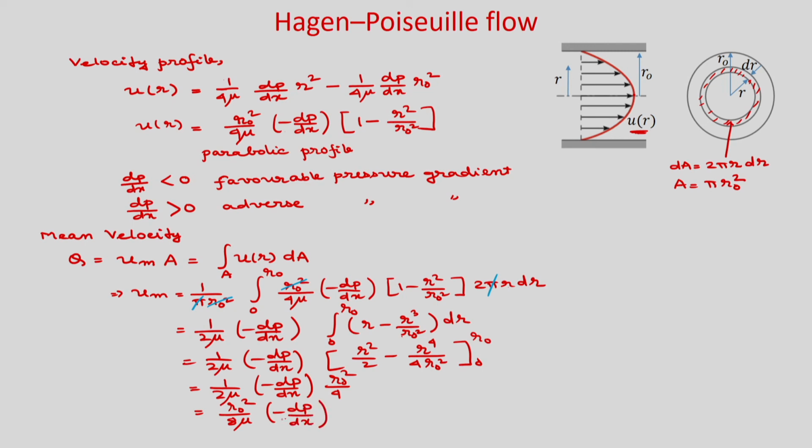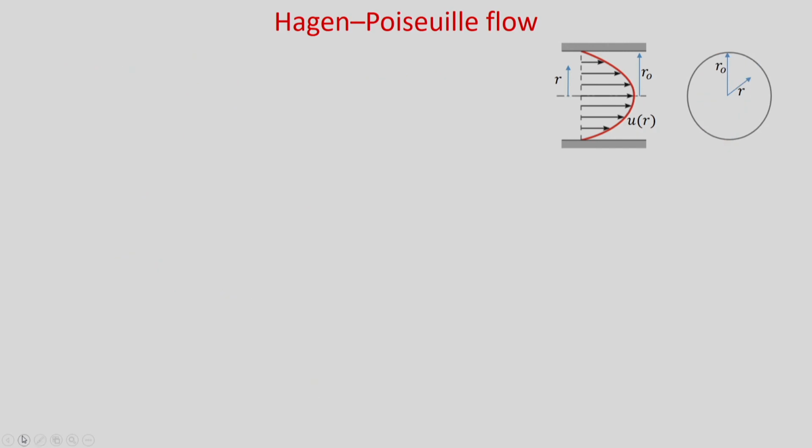Now, you can express minus dp by dx in terms of mean velocity. That will be 8 mu by r naught square into u_m. So, now you can express this velocity profile in terms of the mean velocity. You can see that u, which is a function of r, if you invoke minus dp by dx there, you will get 2 u_m into 1 minus r square by r naught square.